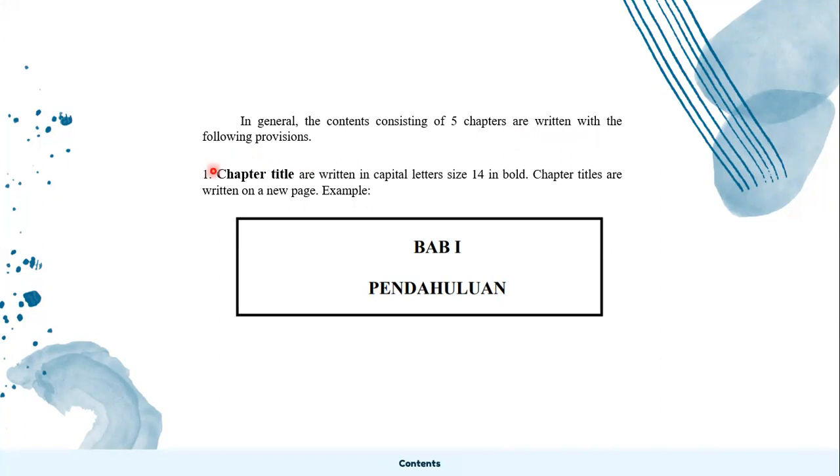The first is the chapter title. Chapter titles are written in capital letters, size 14, in bold. Chapter titles are written on a new page. The example is in the picture here.